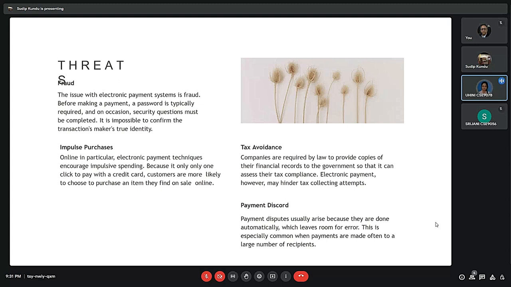Next comes payment disputes. Payment disputes usually arise because payments are done automatically, which leaves room for error. When something is done automatically, it is basically maintained by a computer or a bot sitting on the other side in the server room, and it is not manually done. So it is not supervised at that very moment, and problems can be seen only when the fraud has already happened. So this is another way, and this is a very big threat. Next slide.